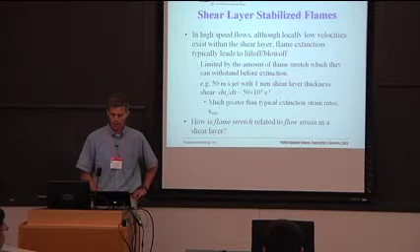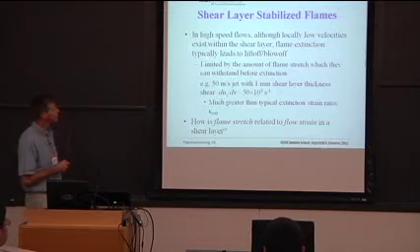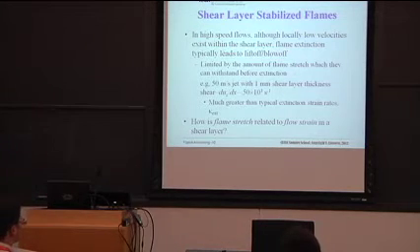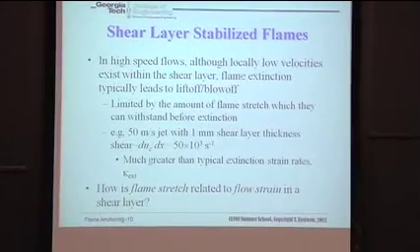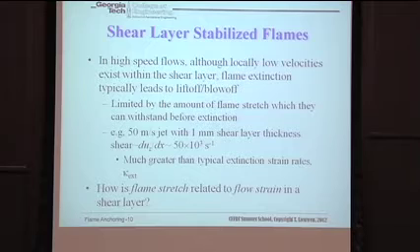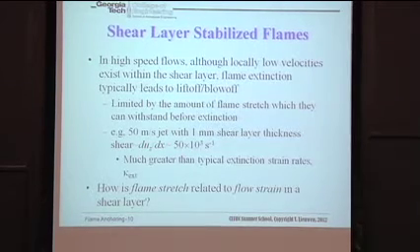So let's just talk about this for a minute. In a high-speed flow, although you can locally have a low velocity in your shear layer, generally what happens is you start to get local flame extinction because your extinction stretch rate falls below the local flow stretch rate. Just to give you a number, what is the stretch rate that flames see? A 50 meter per second jet with a 1 millimeter shear layer thickness gives you a fluid mechanics strain rate, du/dx, of about 50,000 inverse seconds.